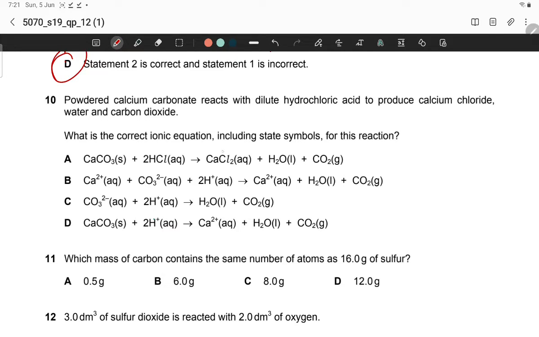What is the correct ionic equation including state symbols for this reaction? Calcium carbonate should be in solid state. Yes, this is correct. 2H positive ion, calcium 2 positive ion aqueous, water liquid, and carbon dioxide gas. So option D is correct.